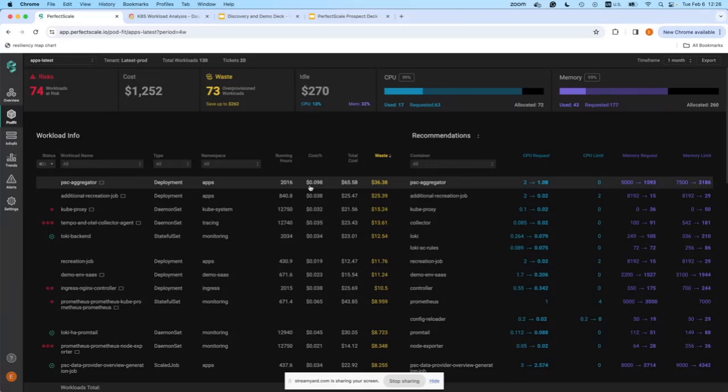Then we understand on top of which instances you are running, what type of instances, what type of reservations, is it a spot instance or an on-demand instance? And eventually we come to the price, how much you actually spent on this workload. And what we are saying here is out of $65, you are wasting $36, which is more than half. Let's see why.